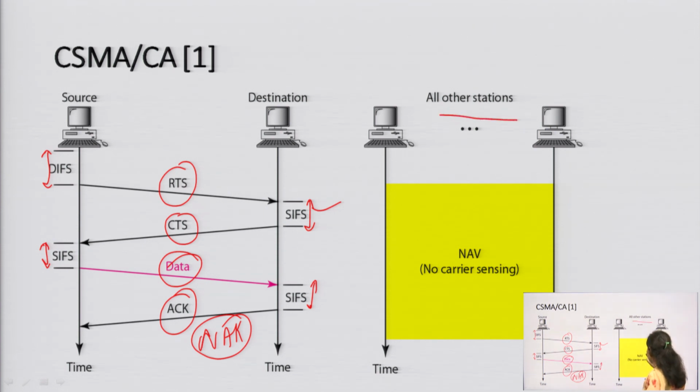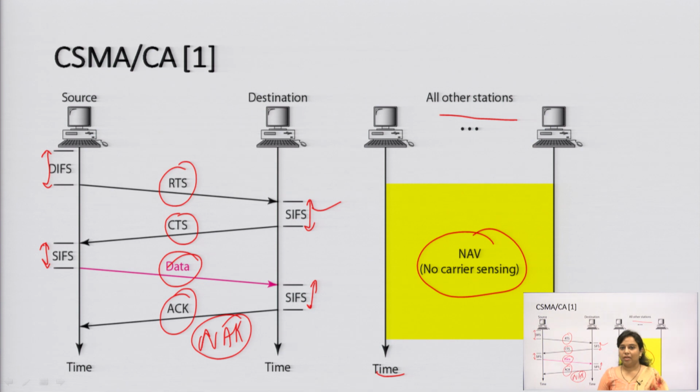So, this is the time axis, and this is NAV, the no carrier sensing period, which is denoted by this NAV. This is the CSMA/CA condition, that is, carrier sense multiple access with collision avoidance. In this case, you can see that there is no collision between the transmitter and receiver. The data is perfectly received with a positive acknowledgement.